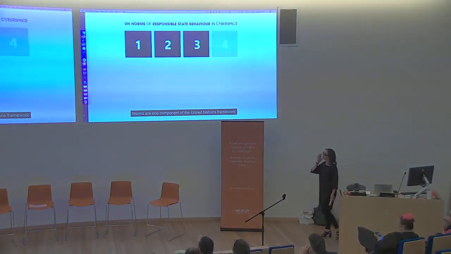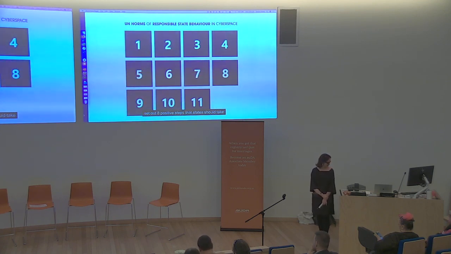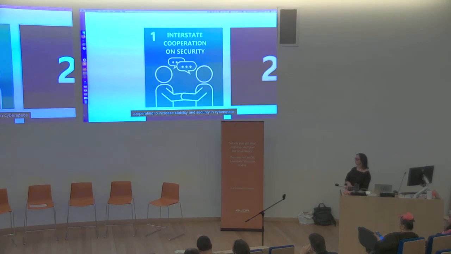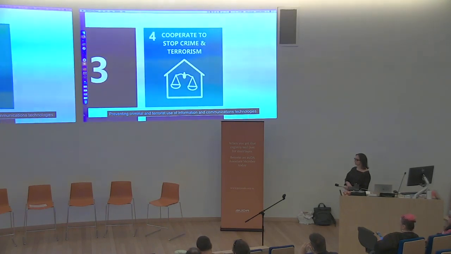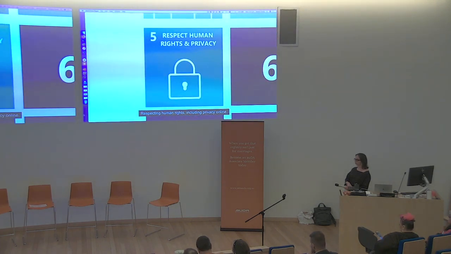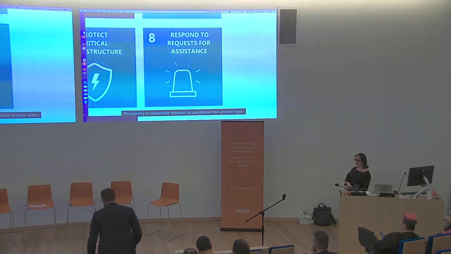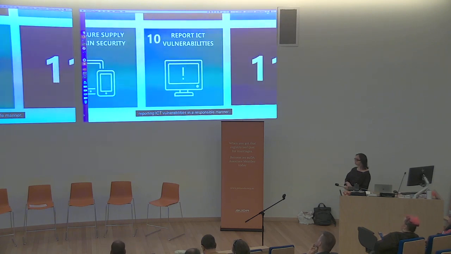Norms are one component of the United Nations Framework for Responsible State Behaviour in Cyberspace. The framework's 11 peacetime norms that were adopted in 2015 set out 8 positive steps that states should take and 3 actions states should avoid. The 8 positive norms are cooperating to increase stability and security in cyberspace, considering all relevant information in the case of cyber incidents, preventing criminal and terrorist use of information and communications technologies, respecting human rights, including privacy, online, taking appropriate measures to protect critical infrastructure from cyber threats, responding to reasonable requests for assistance from another state, taking steps to protect the integrity of supply chains for ICT products, and reporting ICT vulnerabilities in a responsible manner.